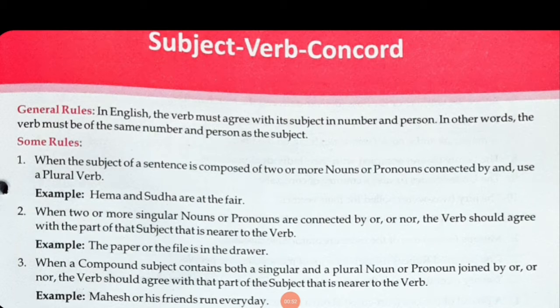When the subject of a sentence is composed of two or more nouns or pronouns connected by and, use a plural verb. In simple words, we can say that if two singular nouns or pronouns are connected with and, we use plural verb. Example: Hema and Sudha are at the fair. In this sentence, Hema and Sudha are two singular nouns and they are connected with and, so we use plural verb are.